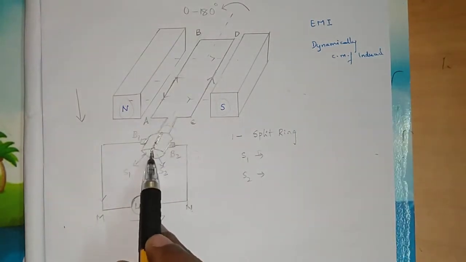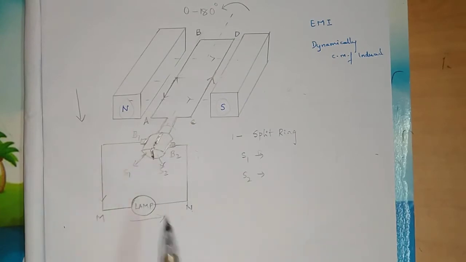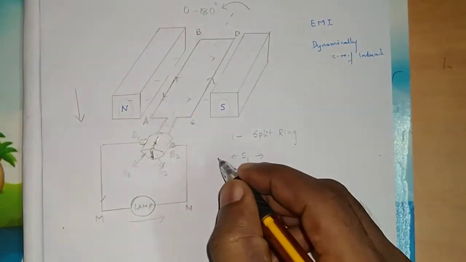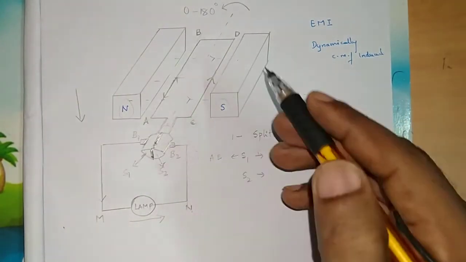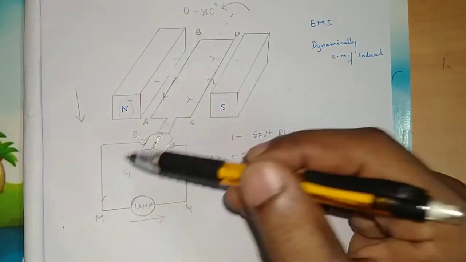You can just see S1 and S2 are separated. It is not connected, it is separated by an insulating medium. So it means that current won't flow from S1 to S2. The segment S1 is connected to conductor AB and segment S2 is connected to conductor CD. So along with the conductor, when it rotates, your segment will also rotate.